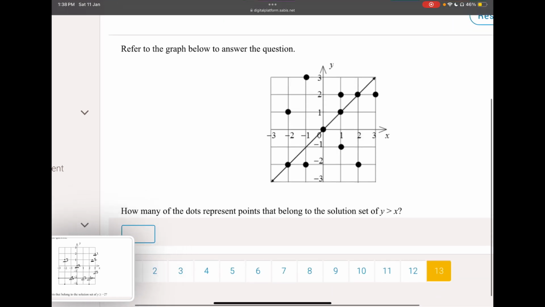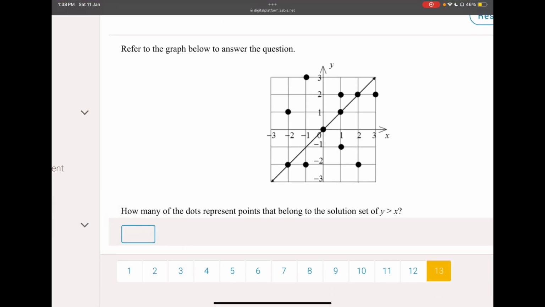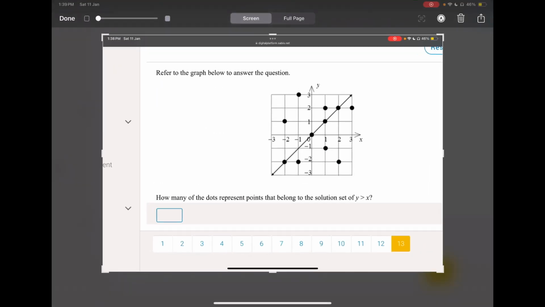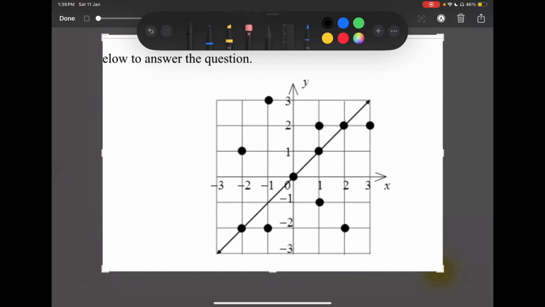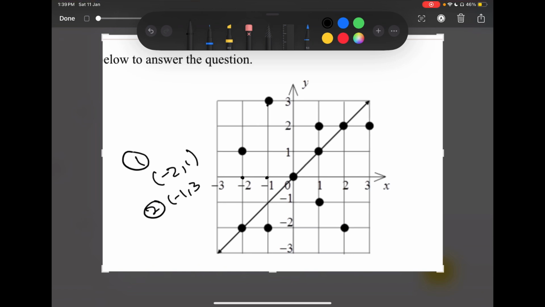Here, the last question. How many of the dots represent points that belong to the solution set y is greater than x? Let's check. Okay. Here, what do we have? Here we have -2, and here 1. Is that greater? Yeah, so that's 1 point. Here we have -1, 3. That's greater. That's another point.